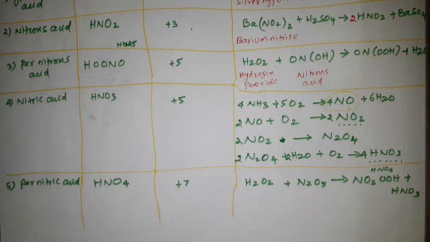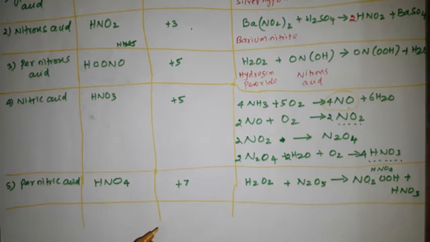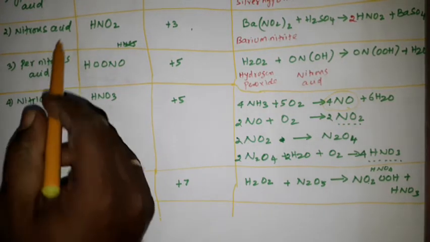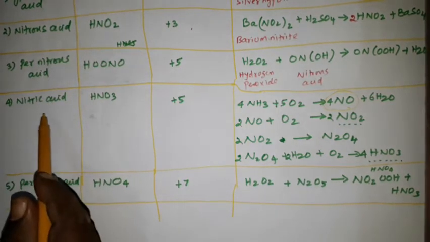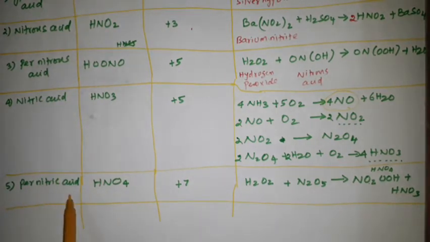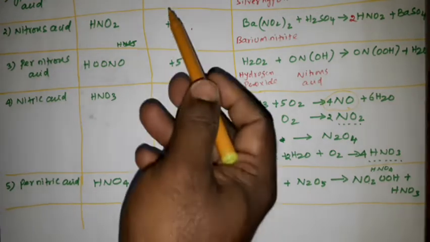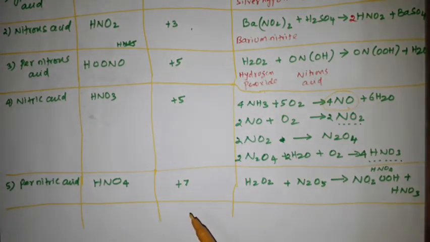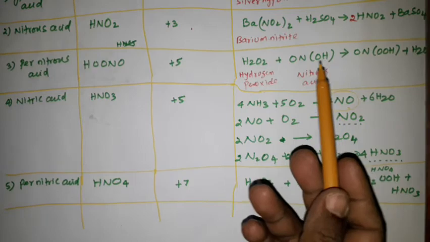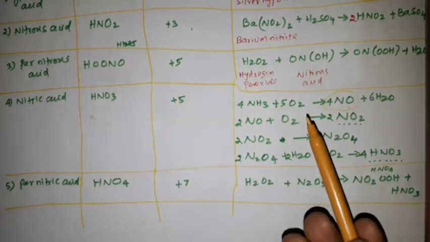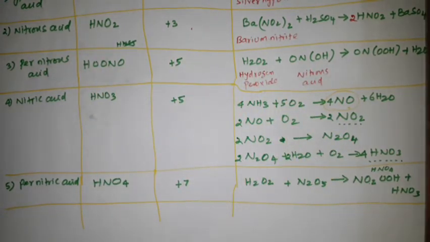Okay. So that's all about the preparation of oxoacids of nitrogen. Clear? So there are 5 members: hyponitrous acid, nitrous acid, pernitrous acid, nitric acid, then pernitric acid. These are the formulas and these are the oxidation states. Then preparation. So each and every one is well explained. Okay, students, next we will see about the allotropic forms of phosphorus.